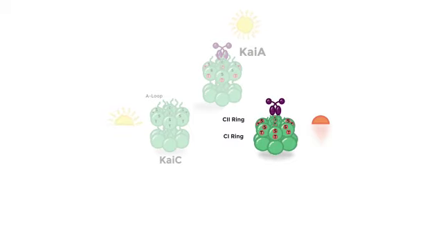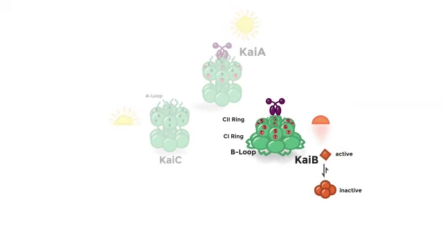C2 and C1 stack so tightly that C1 starts to bulge. C2 and C1 ring stacking exposes a B loop on C1 that is a binding site for KaiB. KaiB is constantly undergoing a rare change in structure, switching from an inactive ground state tetramer to an active fold-switch monomer. The active state is unstable unless it can bind to the B loop of KaiC.